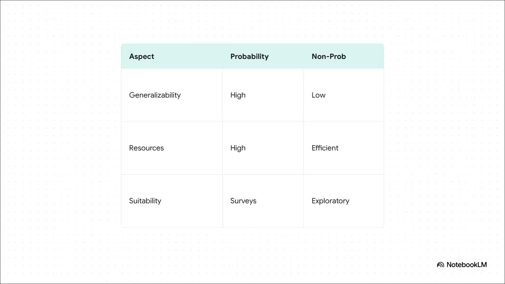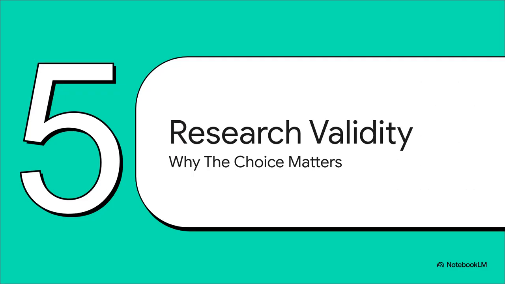When you weigh them side by side, the real-world trade-offs become incredibly obvious. Look at generalizability. Probability gives you strong external validity, meaning you can confidently apply those findings everywhere. Non-probability? Pretty low on that front. But drop down to resources, and you see the flip side. Probability eats up massive time and money, while non-probability is incredibly efficient. Ultimately, your resources dictate your suitability. You'd use probability for a massive national health survey, but you'd absolutely use non-probability to quietly explore behaviors in a hidden, high-risk group.